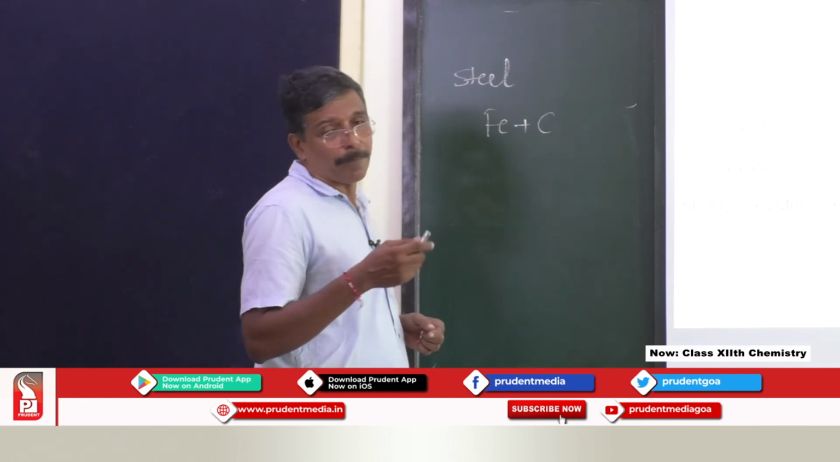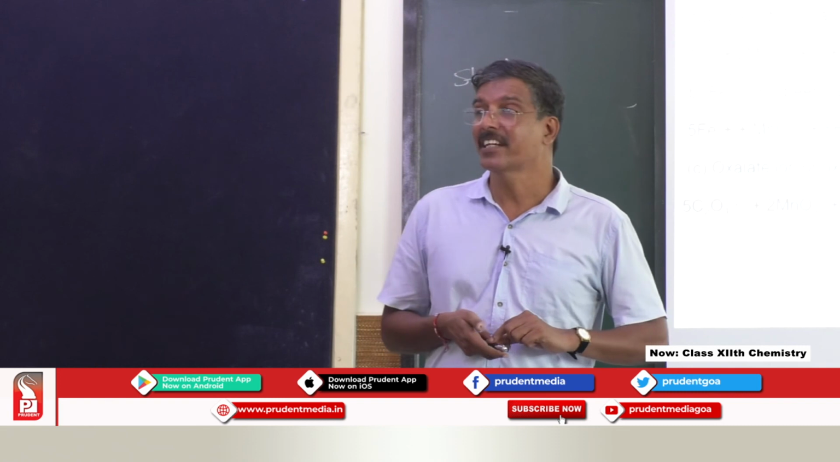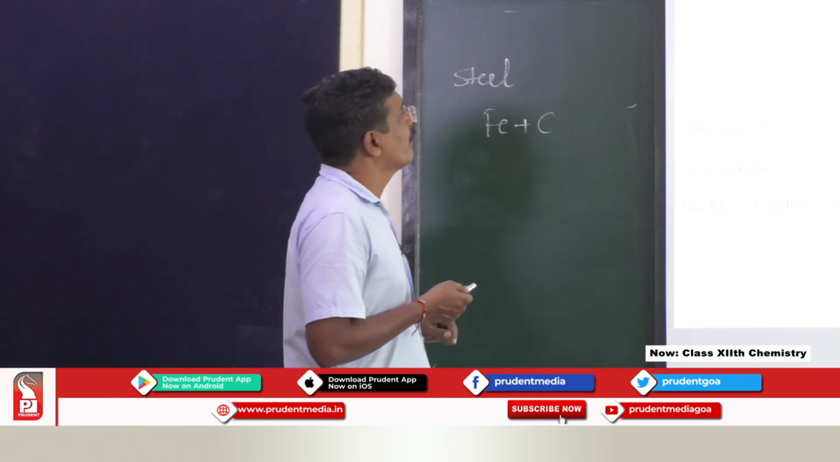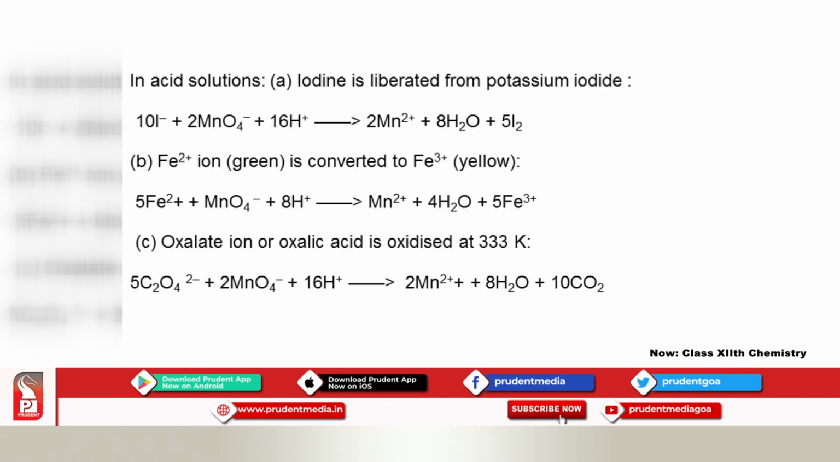some chemical properties. First is the acidic condition, or acid solution. The first one is that iodine is liberated from potassium iodide. Here the iodide solution is used. Iodide with MnO4- in acidic condition with 16H+ gives you Mn2+ plus water, and iodine is liberated here. This is the one thing.